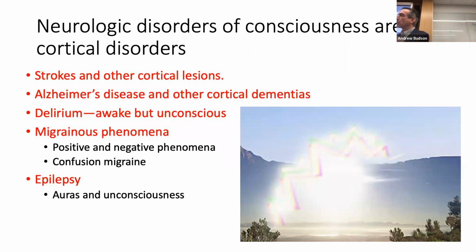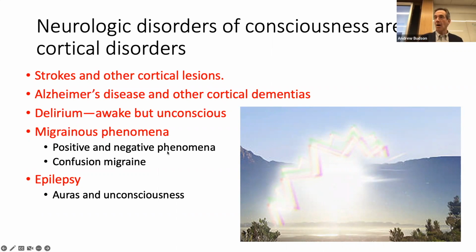So, if cortical regions are the areas that are conscious, there are many neurologic disorders that are actually disorders of consciousness. So as I mentioned, strokes, traumatic brain injuries, other disorders that cause cortical lesions are disorders of consciousness. Alzheimer's disease, other cortical dementias are disorders of consciousness. We actually argue that delirium is an example of people who are awake but unconscious. And I think the more you think about delirium, the activities that people engage in when they're delirious, I think it makes sense that that's what it is.